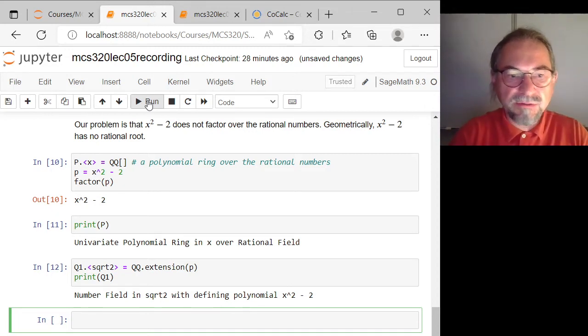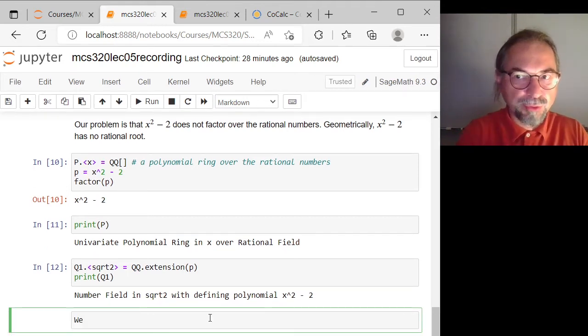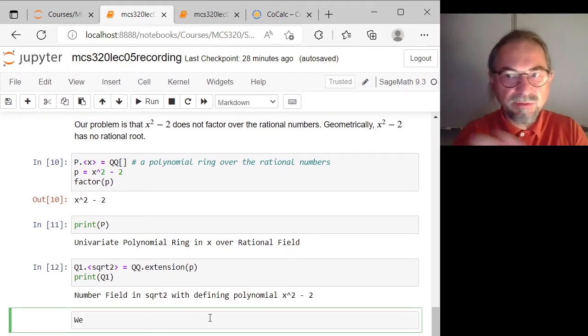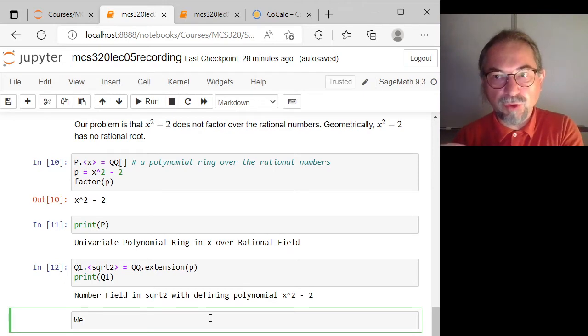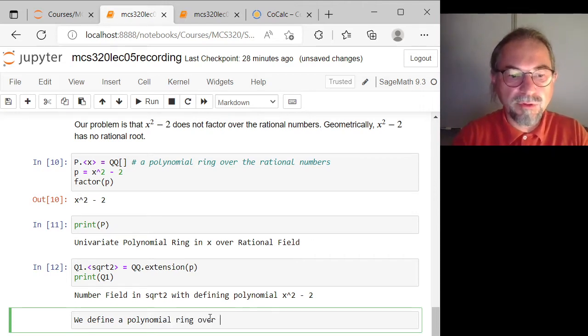I can now define a new polynomial ring. So remember, the analogy is that we started with real polynomials, and then we were using polynomials over the complex numbers that factored. So now we define a polynomial ring over Q1.